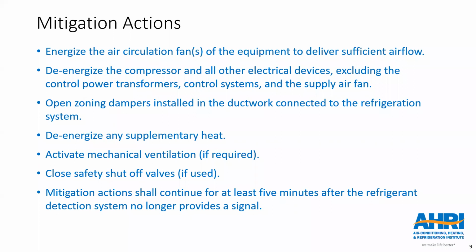So here are the key mitigation actions. Once a refrigerant is detected, the system must energize the air circulation fans to deliver sufficient airflow, de-energize the compressor and all electrical devices, excluding control power transformers, control systems, and the supply air fan, open any zoning dampers that may be in the ductwork, de-energize any electrical heat systems in the system, activate mechanical ventilation if that is being used, close the safety shutoff valves if those are used.